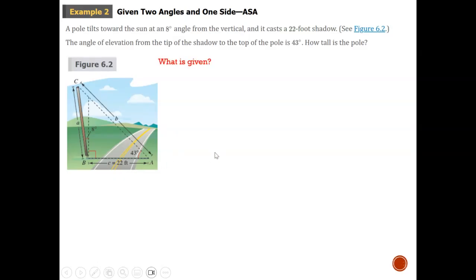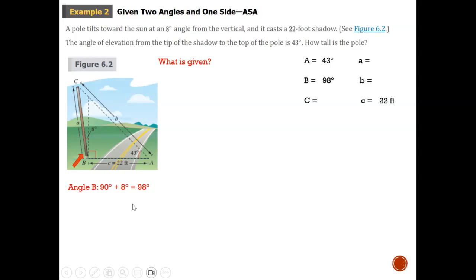Okay, now, let's see what's given. Angle A, no, let's see, that's B. Angle A is 43 degrees. Hey guys, angle B is also given, right? One more thing I forgot, little c is also 22 feet. And we're looking for little a. Now, angle B, if you notice, is 90 degrees, right? Because if it's vertical, or perpendicular to the floor, it is 90 degrees plus the 8 degrees that it tilts. So angle B is 98 degrees.